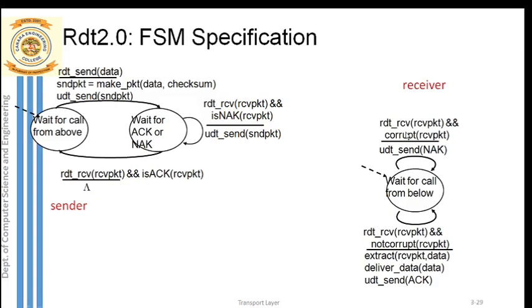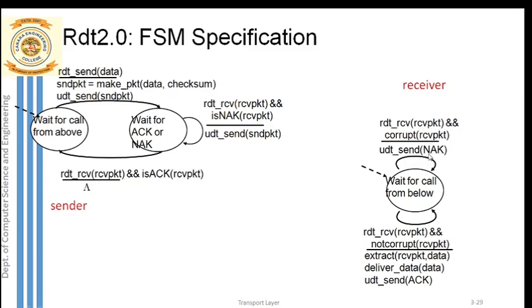If the received packet is corrupted, what should the receiver do? Nothing. He has to simply prepare a negative acknowledgement and send it. So that is what he is doing. This is the event occurring, and this is the action he is taking. He will prepare a negative acknowledgement, and remember UDT send is the operation used. What is the meaning of that? Whatever negative acknowledgement he has prepared, he should send to the network layer at the receiver side.